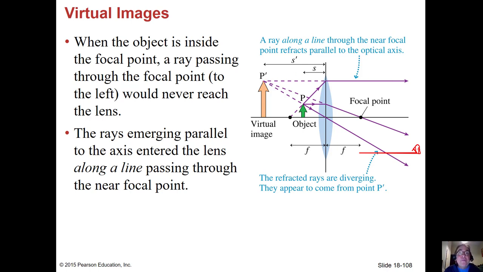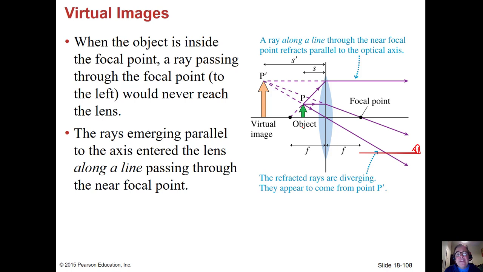Virtual images are always upright. And the rays don't actually converge there. Your brain just perceives them as coming from there. So in this case, you see that the image is bigger than the object. You could use this as a magnifying glass, so things would actually look bigger.